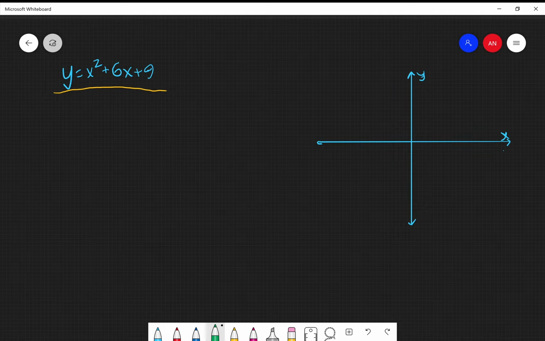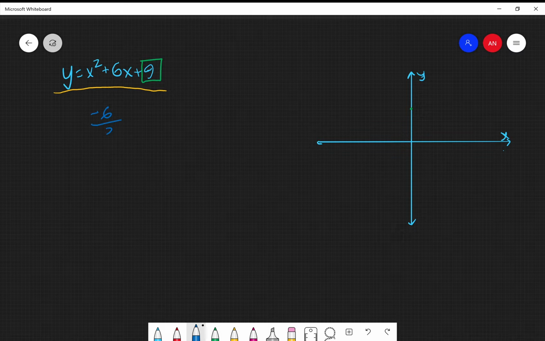Okay, so we know the y-intercept is (0, 9) because the constant value c is 9. So let's plot 9 here. The 9 should go there. Okay, so then we'll solve for our vertex now.